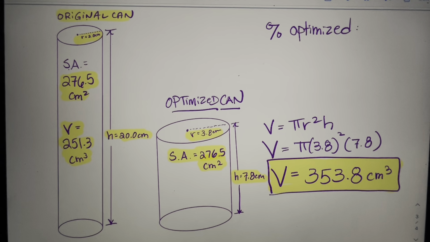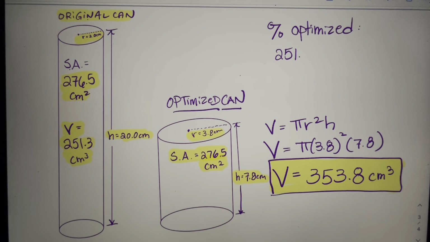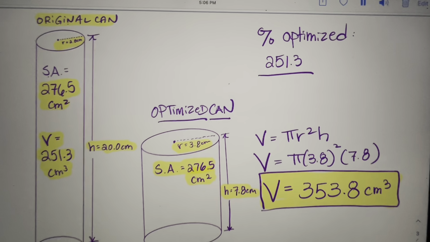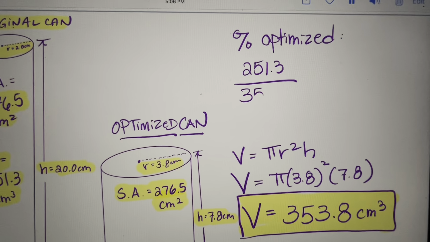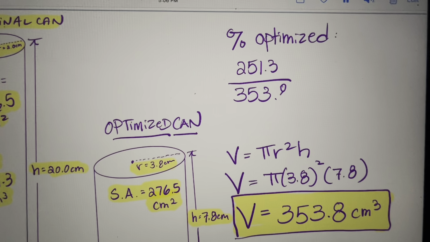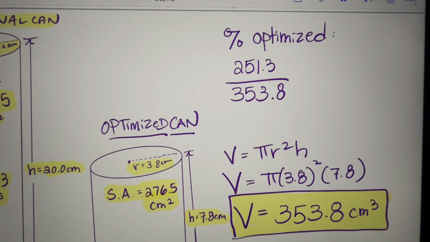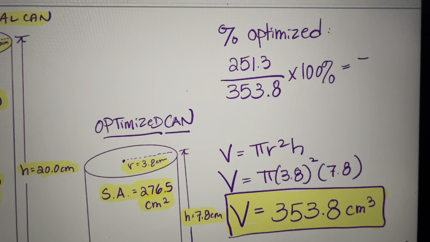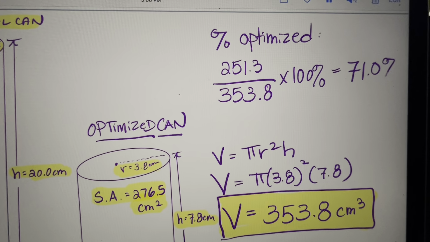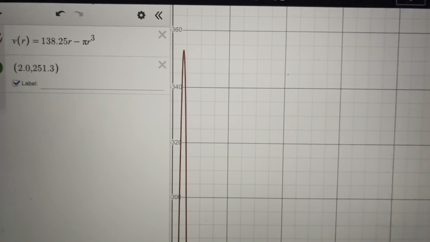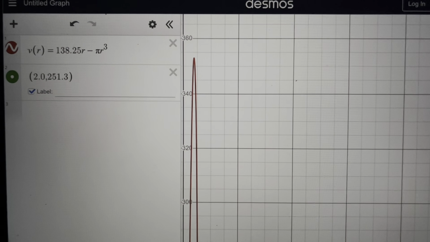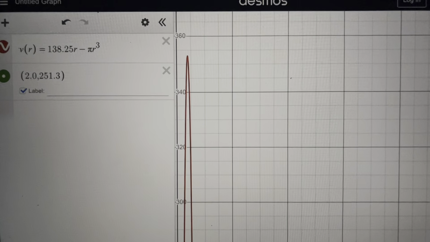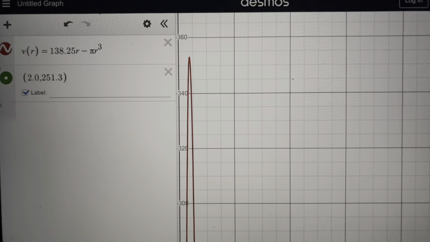And we want to consider, well, what percent optimized was our original can? The original can had 251.3 centimeters cubed of volume, and our optimized can has 353.8 centimeters cubed of volume. I'm going to multiply this by 100%, and I get 71.0% optimized.